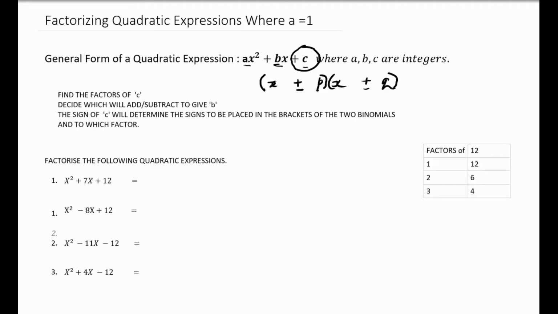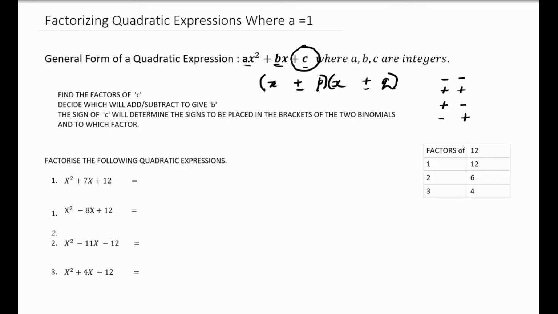Now, to determine the signs: if c is positive, both factors must have the same sign. They must be both negative or both positive. If however c is negative, one must have a positive sign and one must have a negative sign. So that will be placed in either bracket. You will see what we mean by that shortly.